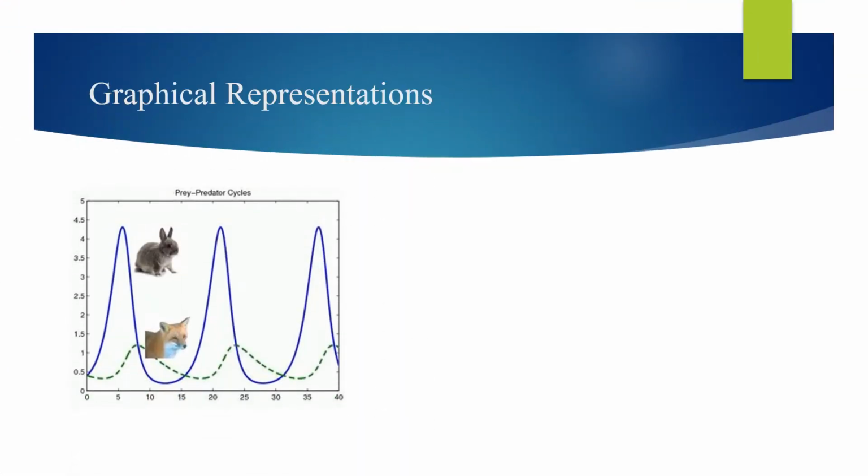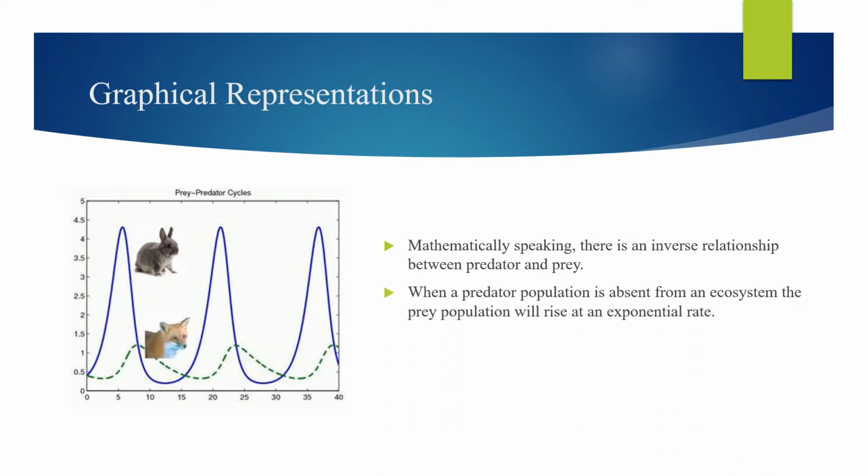So when you look at it graphically, we can see that they have an inverse relationship between predator and prey. When a predator population is absent from an ecosystem, the prey population rises exponentially. And when the absence of prey occurs, the predator population will fade out exponentially.